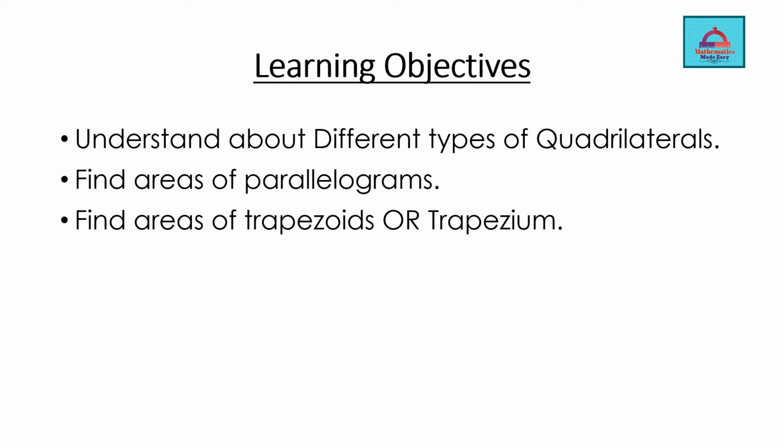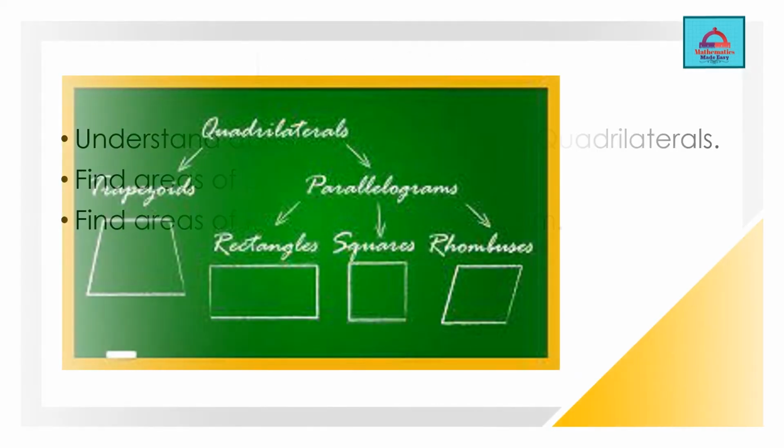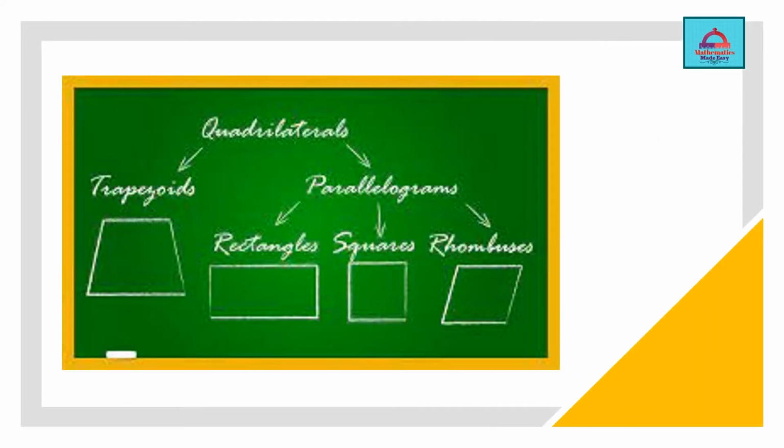So in today's video, you are going to understand about the different types of quadrilaterals. You are also going to know the difference and similarity between them, and also find the area of parallelograms, trapezoids or trapezium. So let's dive into the video and see what we are learning today. We recall first about the different types of quadrilaterals that you know.